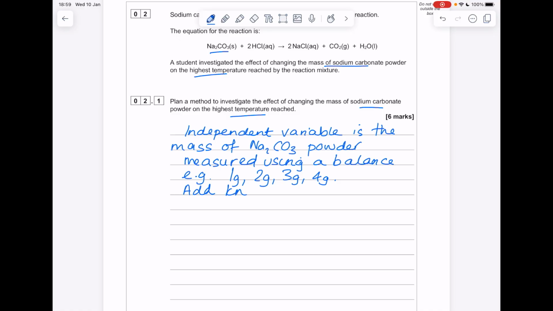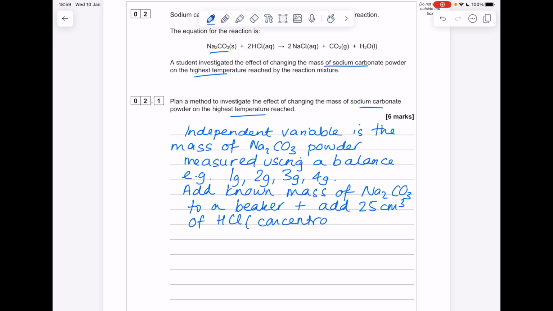Add a known mass of sodium carbonate to a beaker and add 25 centimetres cubed of hydrochloric acid. Now the key thing here is this is a control variable, that volume of hydrochloric acid, because it needs to be the same every time. Ideally you'd use the same concentration as well. So let's write that there. And you can pick what numbers you want to here as long as you point out that they're the same. So I'm just going to go for 0.5 moles of hydrochloric acid.